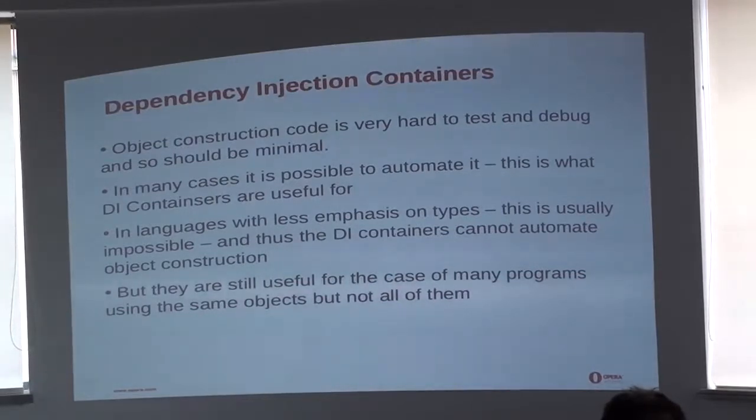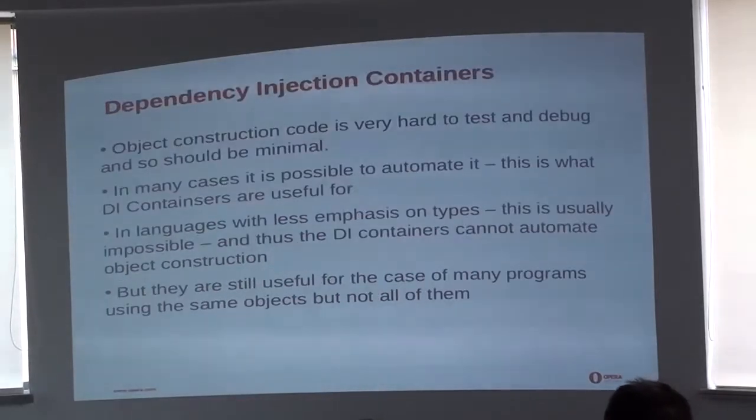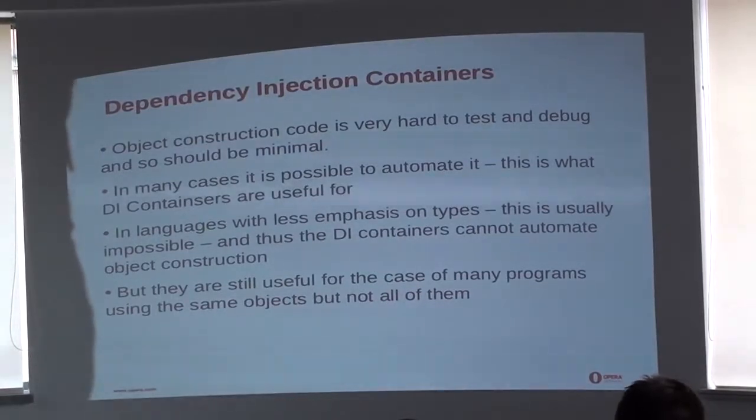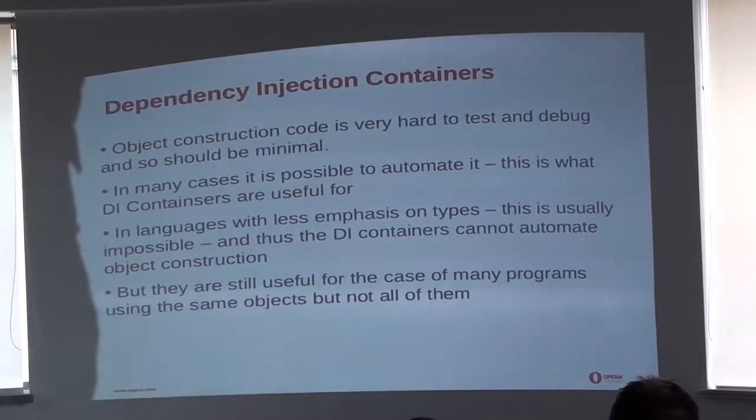In languages with strong types, it's quite common that when you have an object without dependencies, the type of the object defines it. You can create this object just knowing its type. So when you have another object that has a constructor with arguments that have types, then you can create the arguments. So it becomes automatic.